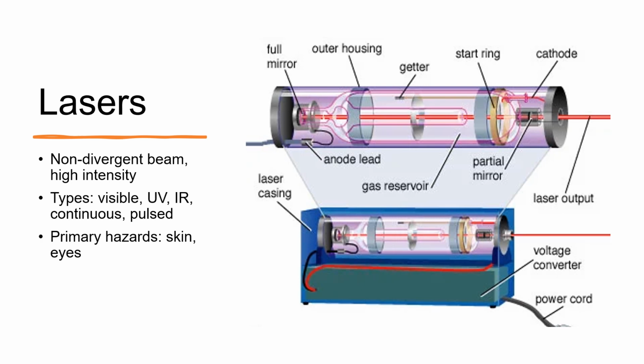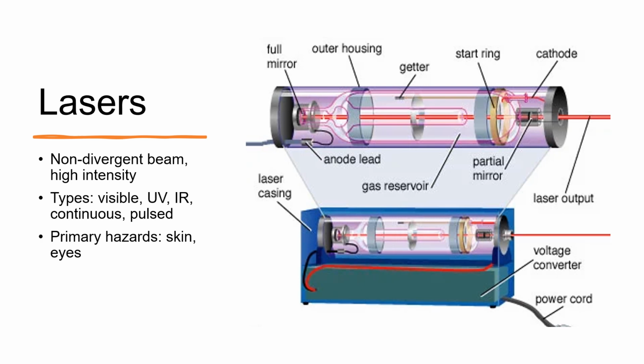Before we get into the rest of the kinds of non-ionizing radiation, I'm going to briefly discuss lasers. So laser is an acronym that stands for light amplification by stimulated emission of radiation. And the primary wavelengths of lasers include UV, visible, and IR radiation, which is why we're talking about it here right after we discuss those other kinds of non-ionizing radiation.